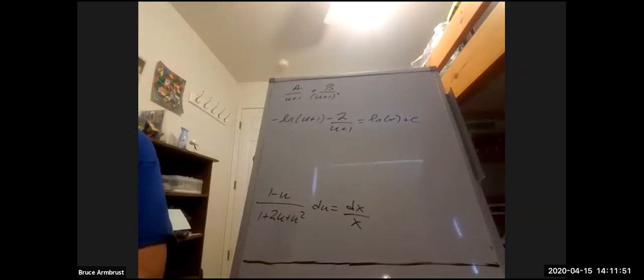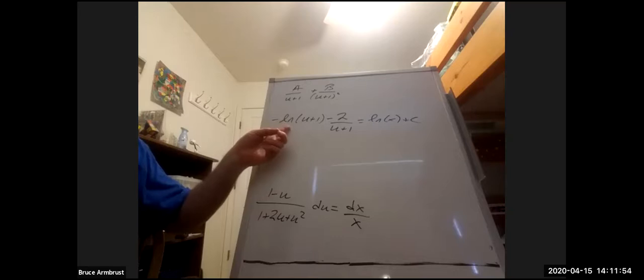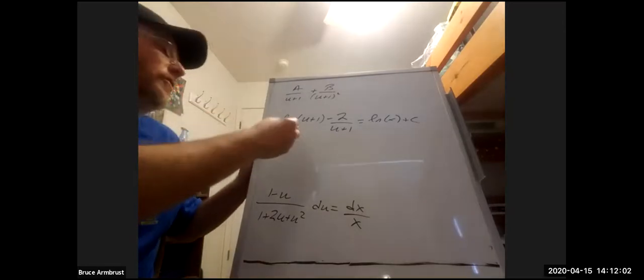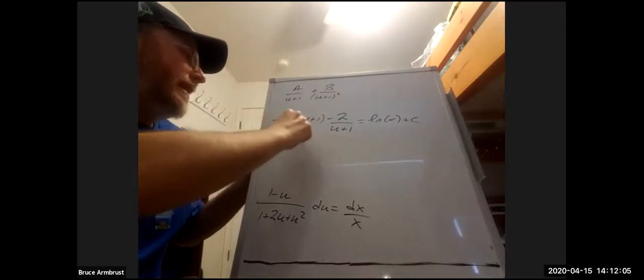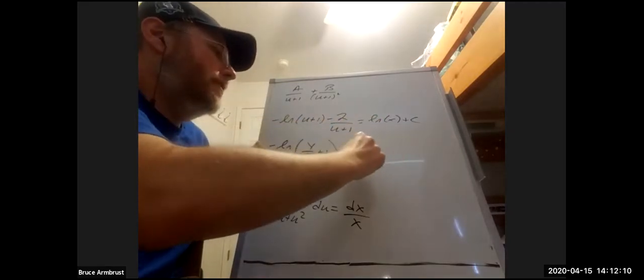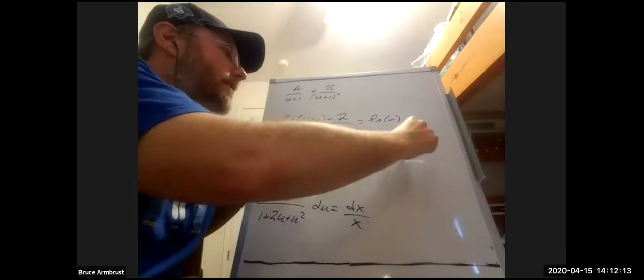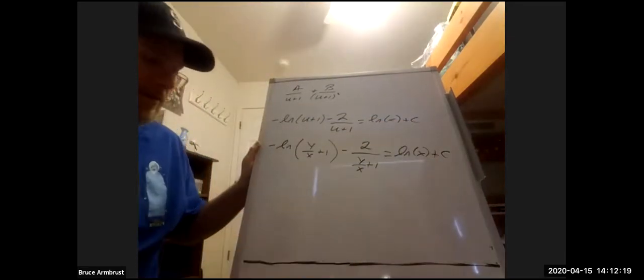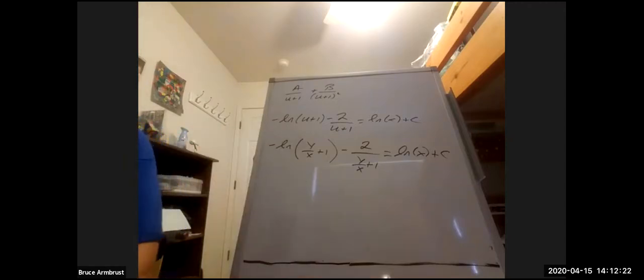But we're still not done because this is now in terms of u, but we want to go back to what we were originally doing. And we had that u was equal to y over x. So if we put that in, we get minus natural log of y over x plus 1 minus 2 over y over x plus 1 equals the natural log of x plus c. And if you're so inclined, go ahead and find an implicit or an explicit form for this. I'm going to leave it in implicit form, especially since I don't have any kind of an initial condition.